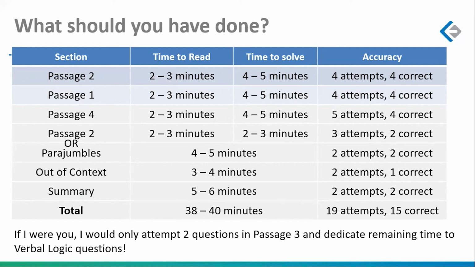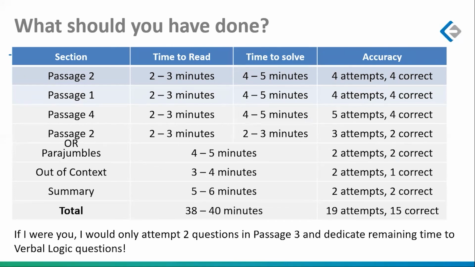Then comes the passage number 4. Passage 4, you might take slightly more time, also because there are 5 questions. So maybe around 8 to 9 minutes, 5 attempts and 4 correct. And then I said it earlier, if I were you, I would not attempt passage 3 at all, or I would only attempt the passage 3 questions that are easy. So passage 3, I would give it like 4 to 5 minutes and get 2 correct and exit the passage. There is absolutely zero sense in trying to spend too much time on the passage.